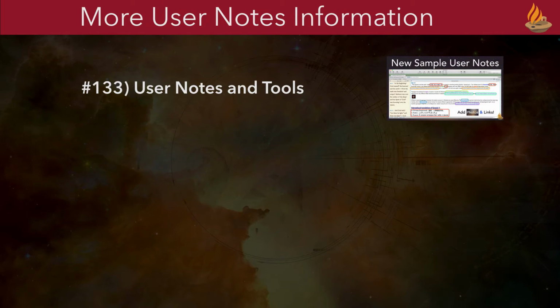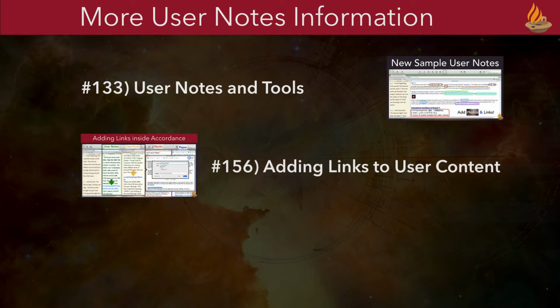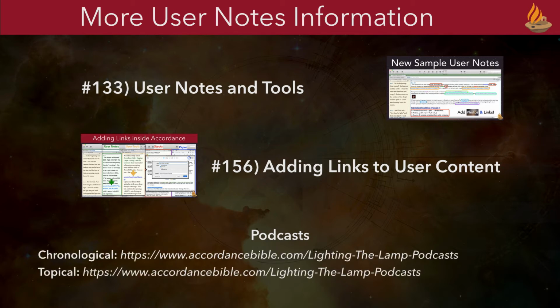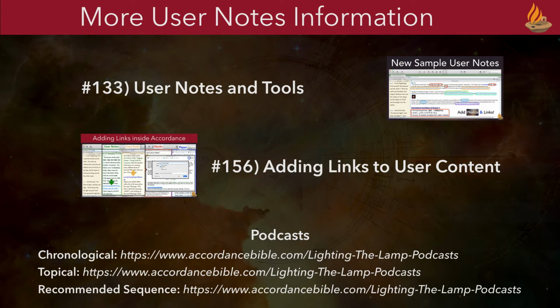We can also include a wide variety of hypertext links in our user content. For information on inserting hypertext links, watch podcast number 156, Adding Links to User Content. These and other podcasts can be found on the Accordance website. It has pages sorted in 3 different ways: chronological, topical, and by recommended viewing sequence.